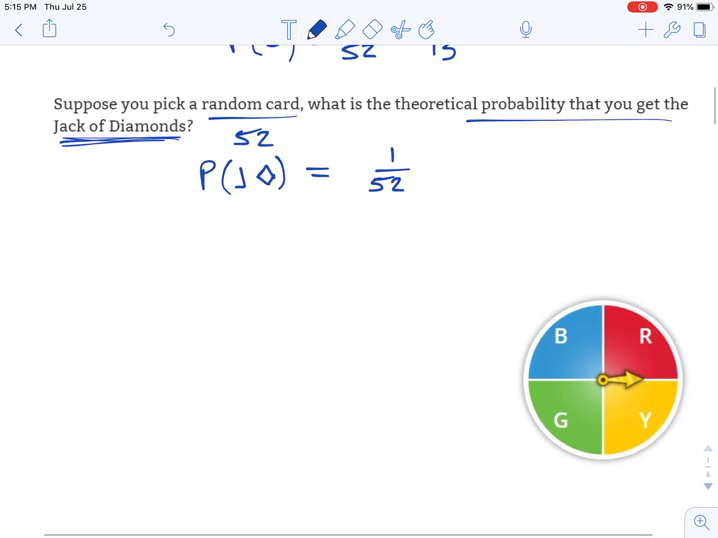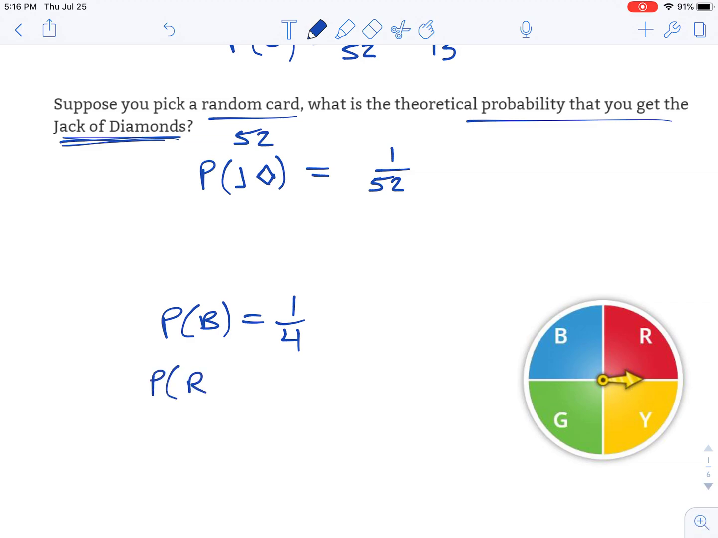For the last one here, I've got a spinner with 4 sections, red, blue, green, and yellow, and you can tell they're all evenly sized sections. So I could ask, what's the probability of blue? Well, that would just be 1 out of the 4. Or I could say probability of 2 things, for example, red or green. Well, that would be 2 sections out of the 4. Or I could ask, what's the probability of not blue? That would be everything else, 3 out of 4.